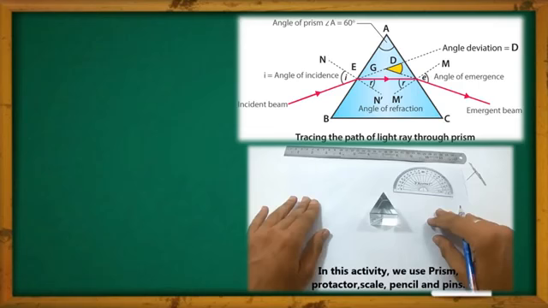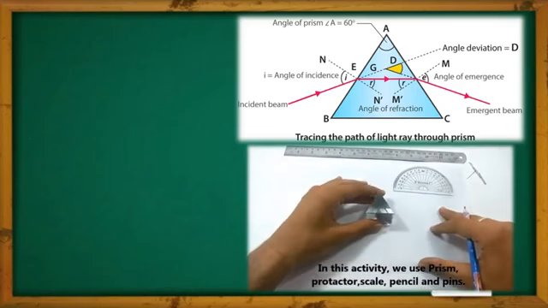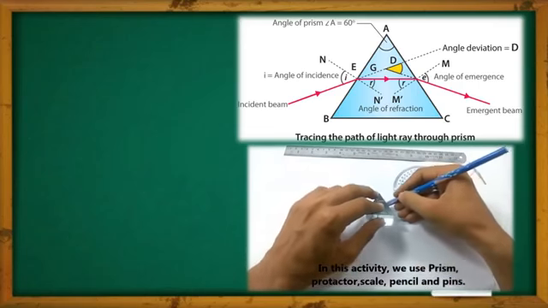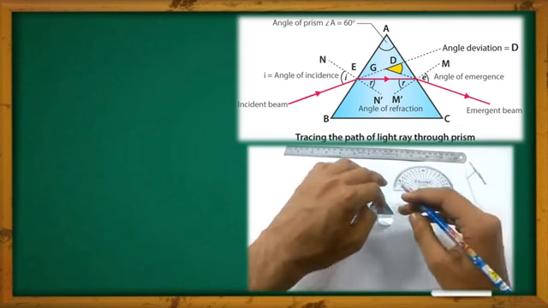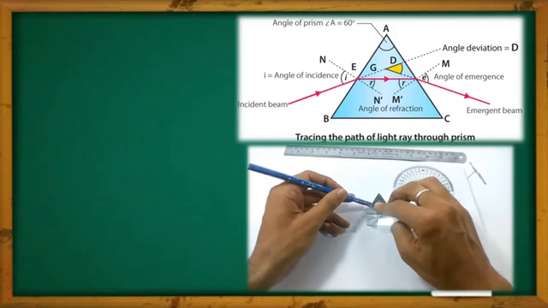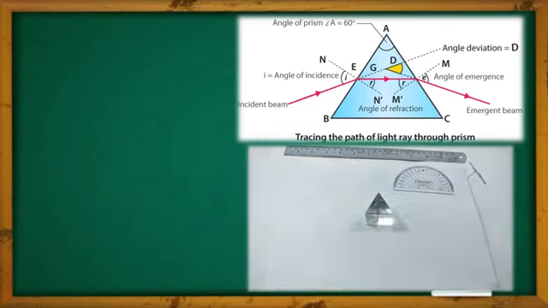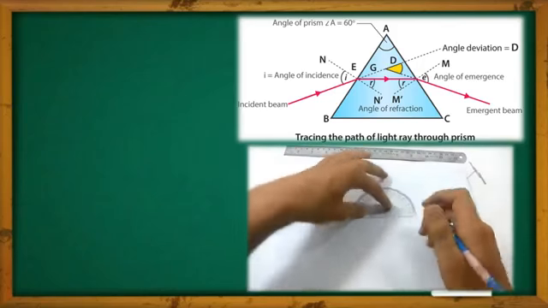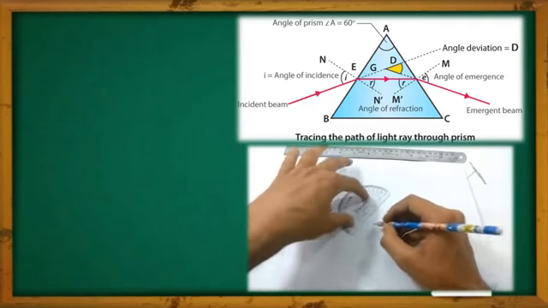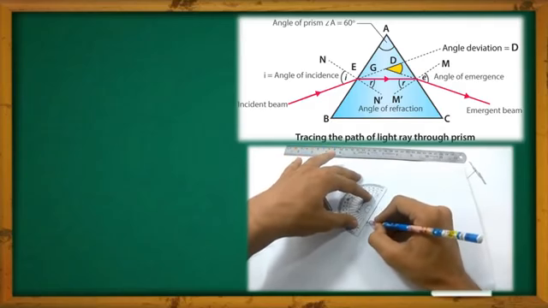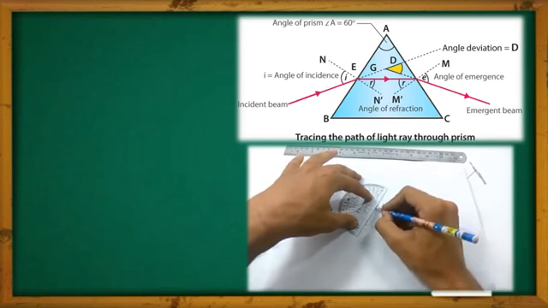Now let us see how the angle of deviation can be determined. For this, you have to take a glass prism, scale, protractor and pencil. First of all, you have to put that prism on a piece of paper. Then you have to draw its outline. That outline of the prism you have to draw.